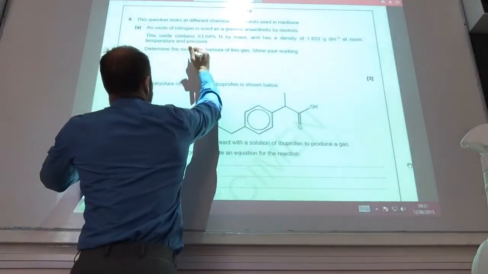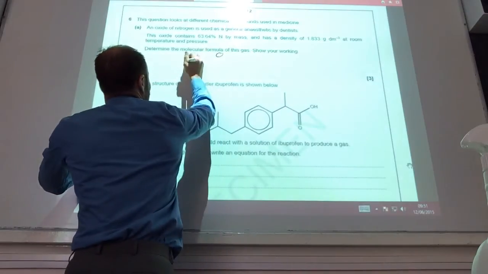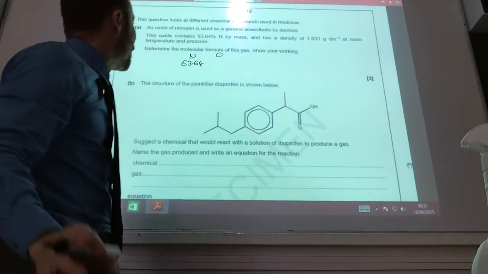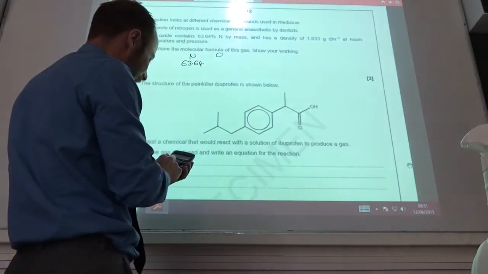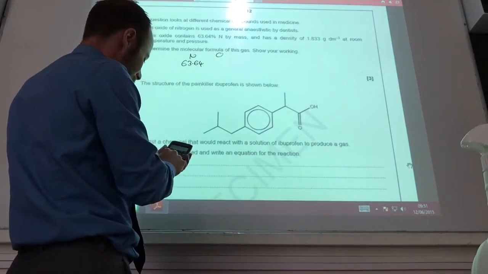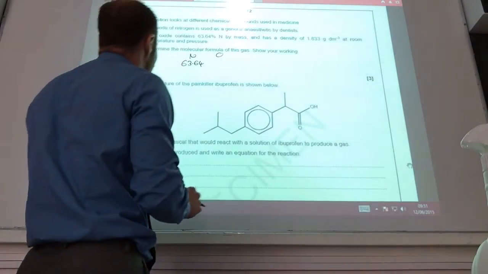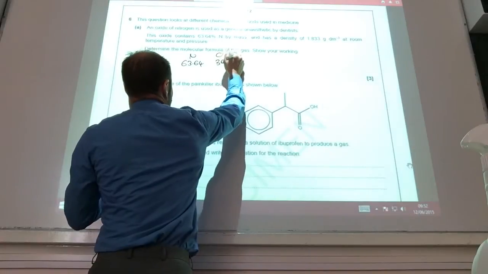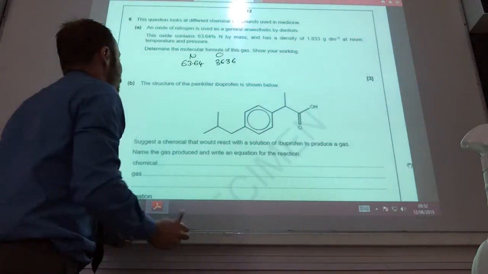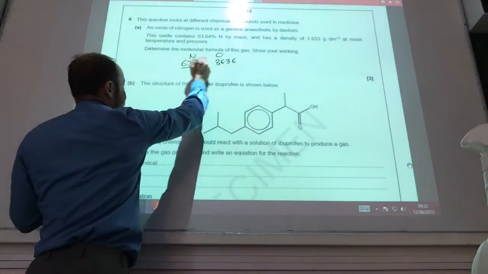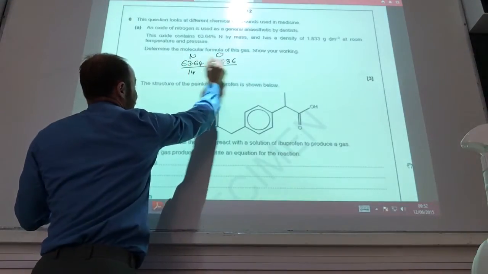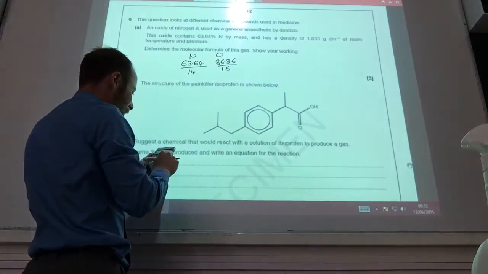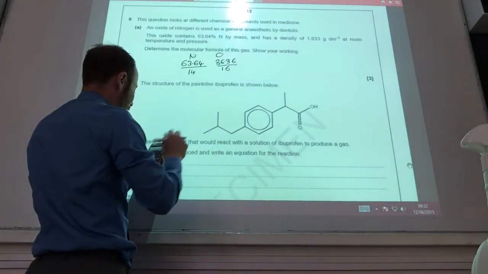So it's an oxide, so it only contains nitrogen and oxygen. It contains 63.64% nitrogen, which means the rest of it, which is 100 minus 63.64, which is 36.36, must be oxygen. So that's my percentage. I then divide each of those by the relative atomic mass, which is 14 for nitrogen, 16 for oxygen. So I will do that.